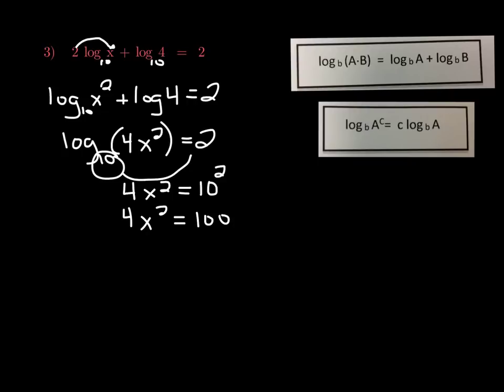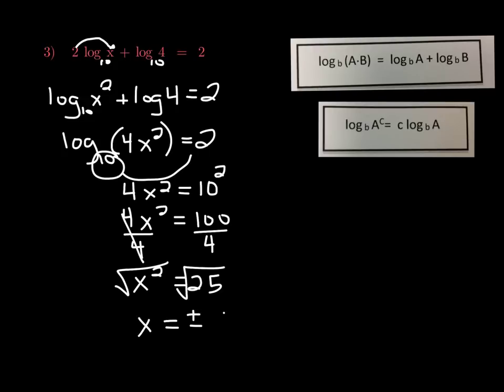And then, there's a couple different ways you can go about doing this. At this point in the year, I think the easiest way is just to divide both sides of the equation by 4, leaving you with x squared equals 25. And then, when we take the square root, this x squared tells us that we should have a maximum of 2 answers. So that's going to give us x equals positive and negative 5.